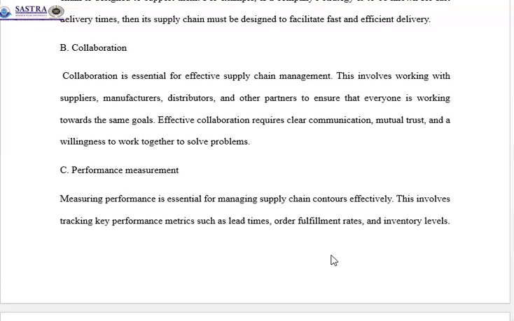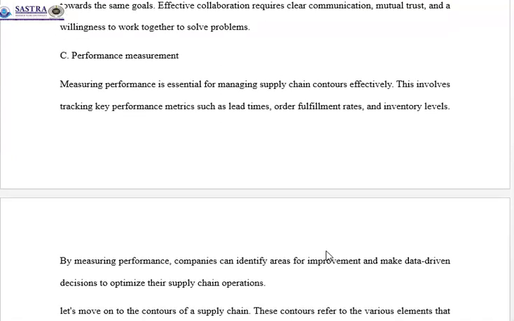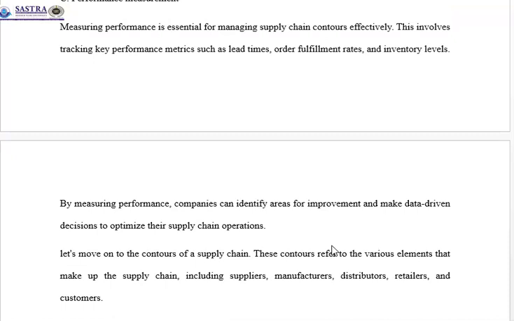The next is performance measurement. Measuring performance is essential for managing supply chain contours effectively. This involves tracking key performance metrics such as lead times, fulfillment rates, and inventory levels. By measuring performance, companies can identify areas for improvement and also make data-driven decisions to optimize their supply chain operations.